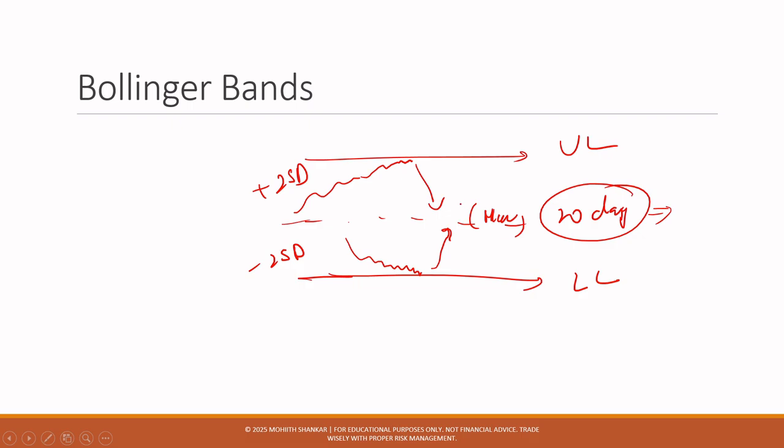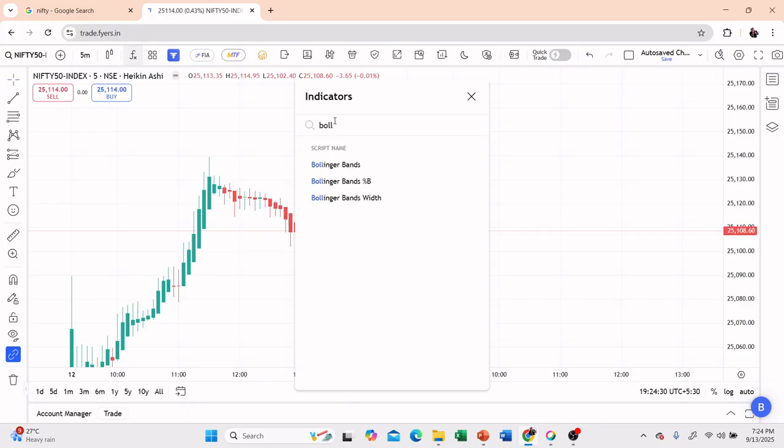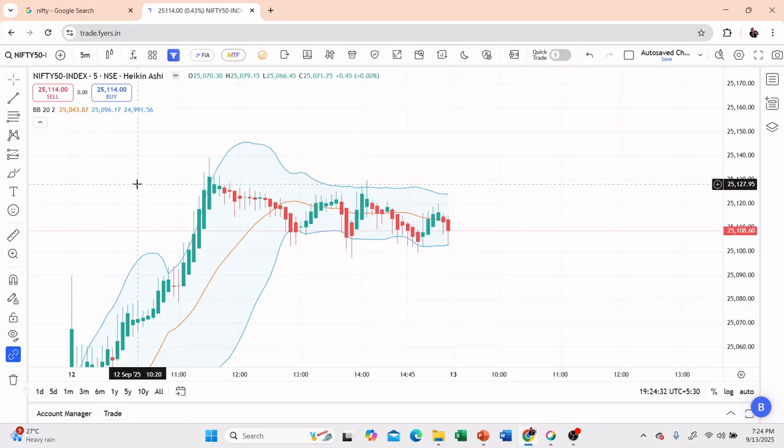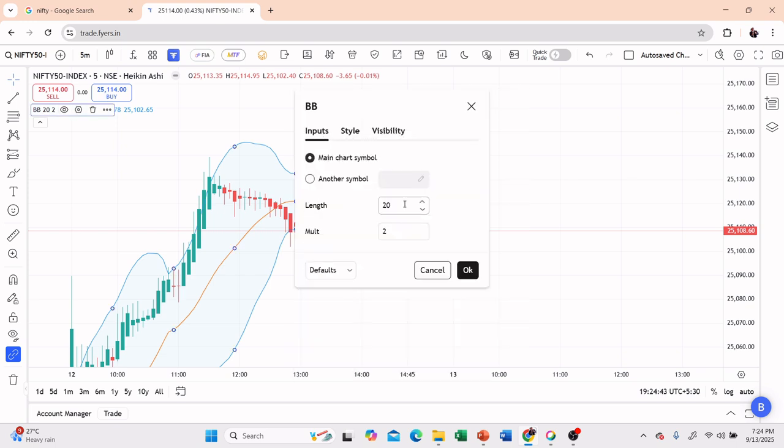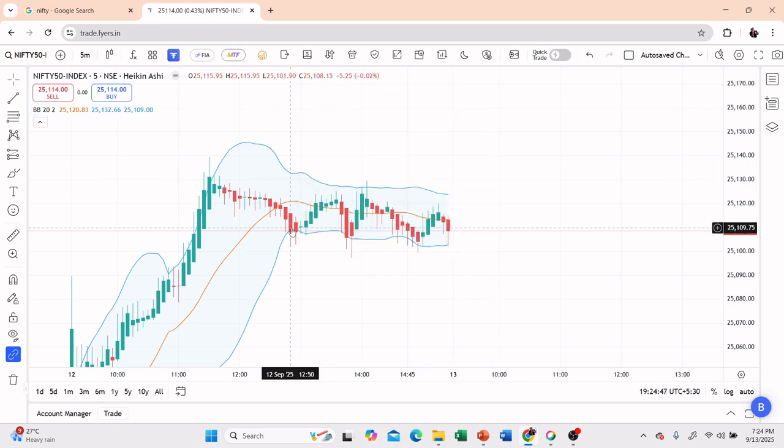All right, now let us understand this in the chart. If you just put Bollinger, you would get the Bollinger Band. By default it would take 20-day and a 2 standard deviation. You can go and check in the visibility, or you can go in the inputs and you can see this is 2 standard deviation, 20 length. Now whenever the price moves here, the probability of it coming back to the mean is more. Whenever the price comes here, it is more.